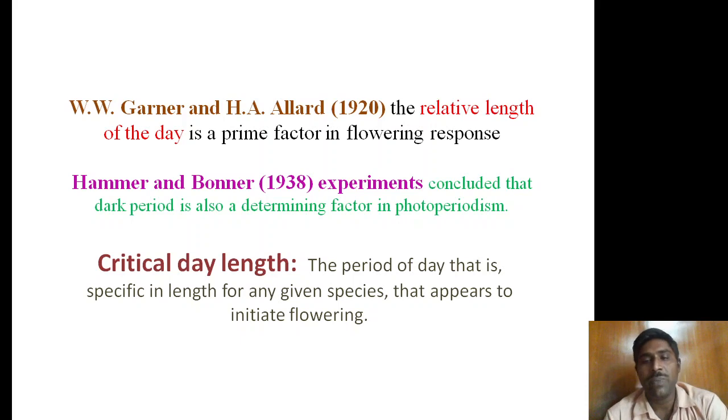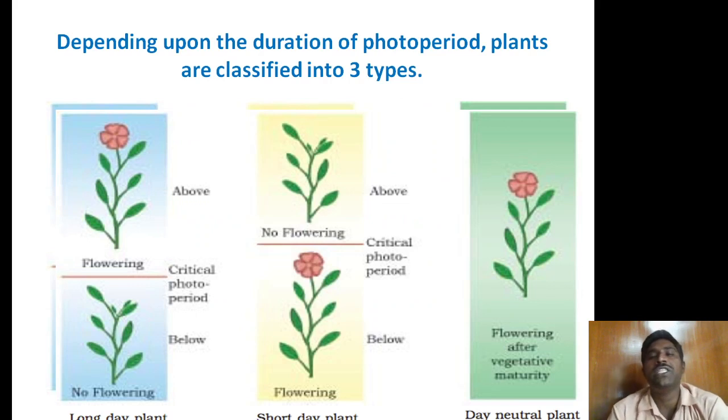Critical day length means the period of the day that is specific in length for any given species that appears to initiate the flowering. That means a particular number of hours is required for a particular species to initiate flowering. Next, depending upon the duration of photoperiod, plants are classified into three types. One is long day plants, short day plants, and day neutral plants. Here, in the first picture, you can see the long day plant. When the day length is short, no flowering is found. But when the day length is more, the flowering response is shown.